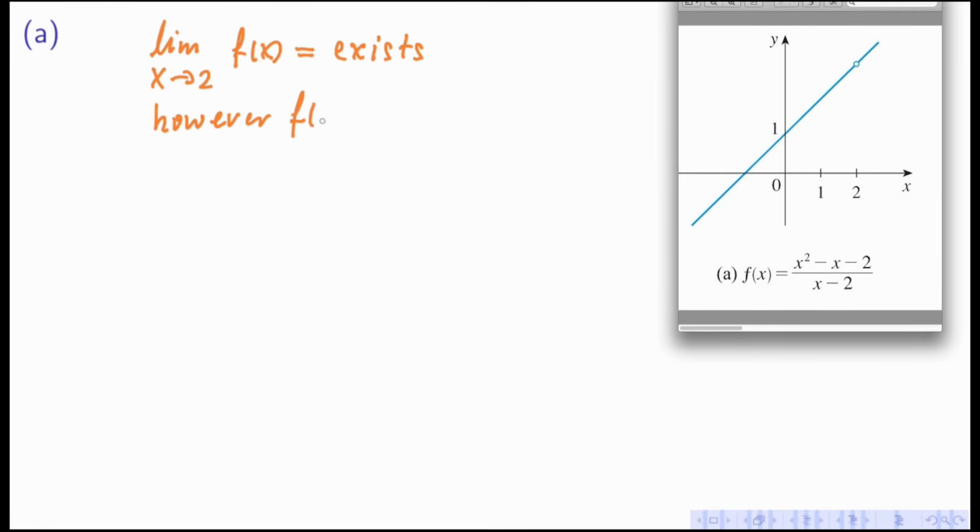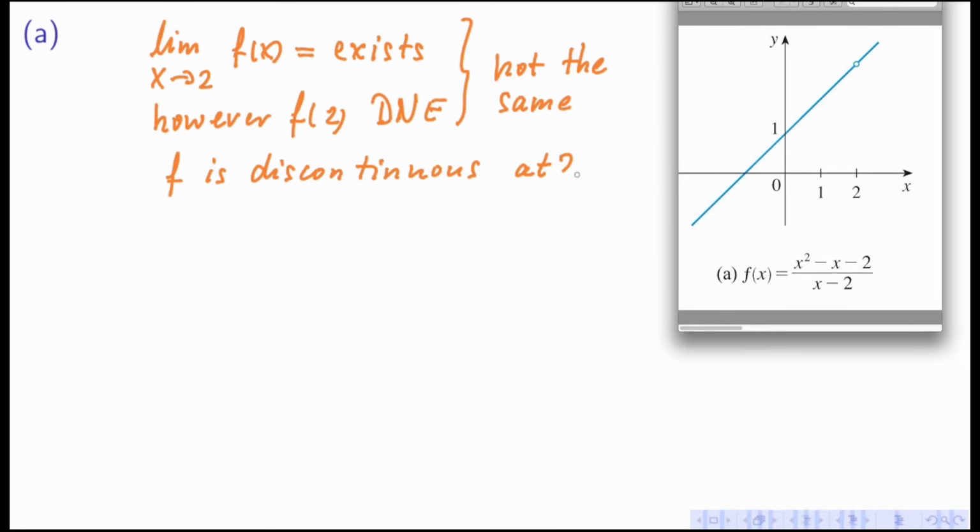However, f at 2 does not exist, is not defined. Which means they are not the same. Which means the function f cannot be continuous at 2. So f is discontinuous at 2. Now this discontinuity has a special name. We call it a removable discontinuity.